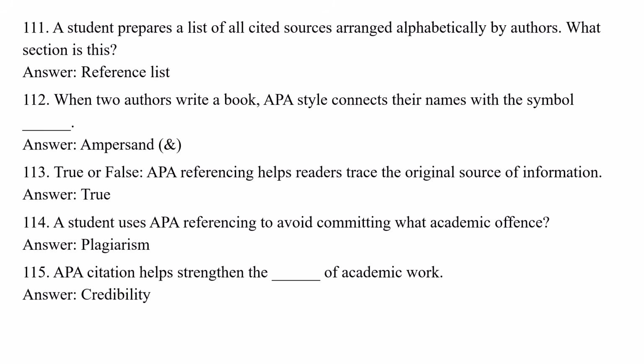When two authors write a book, APA connects their names using what symbol? The ampersand symbol, that is the and symbol. Okay, APA referencing helps readers trace the original source of information. That's true. A student uses APA referencing to avoid committing what academic offense? Plagiarism. APA citation helps strengthen work credibility in academic work.